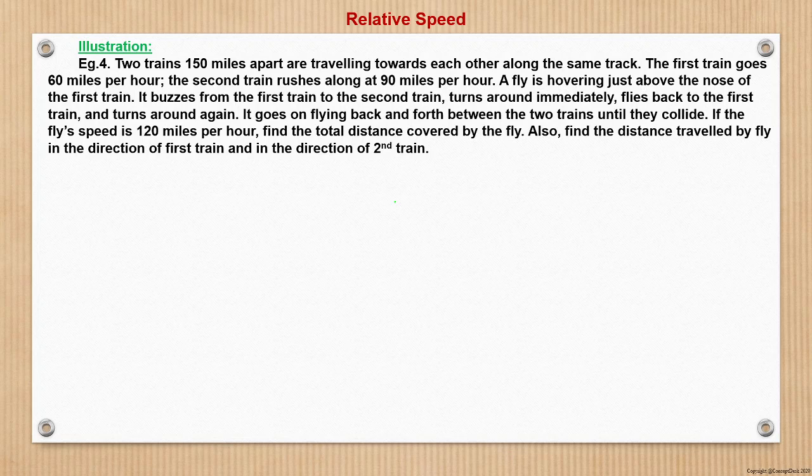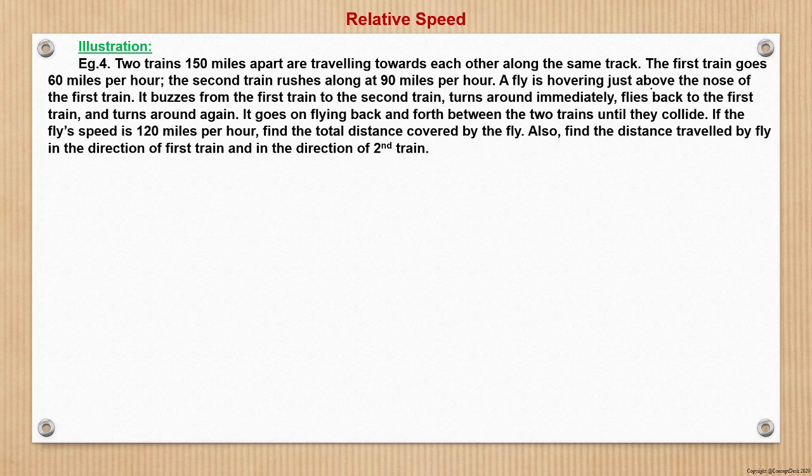Now, coming to question number 4, this is an important and a difficult problem in a way. Now see, it says that two trains 150 miles apart are traveling towards each other along the same track. The first train goes 60 miles per hour. The second train races along at 90 miles per hour.